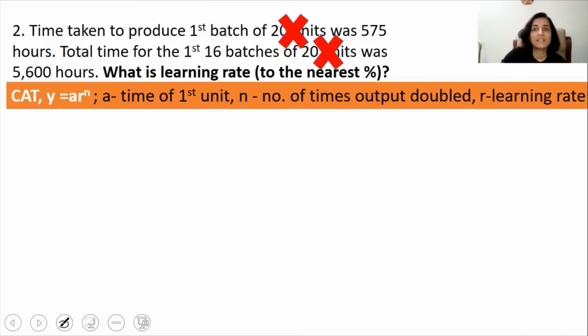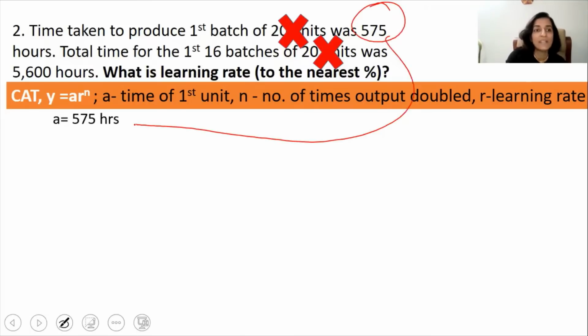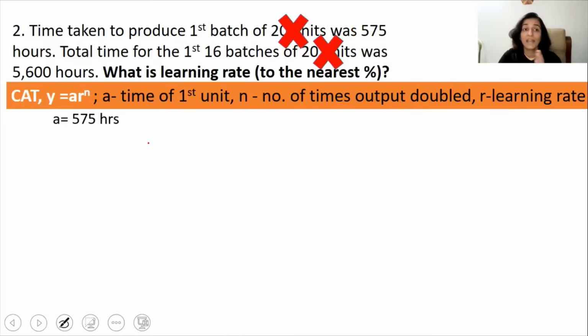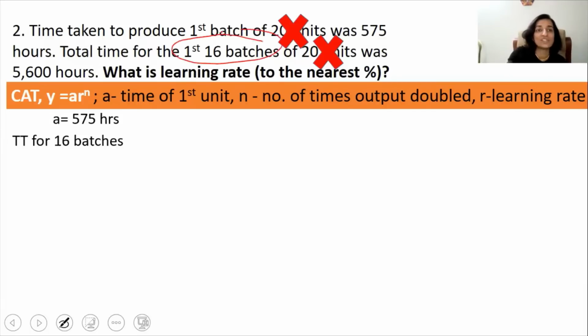So in this particular case, we know that A is 575 hours. That is the time taken for the first batch. And we also know the total time for the 16 batches. What is the total time for 16 batches? It is 5,600 hours. But in our formula, it is not total time which is given, but the cumulative average time. So we have to first find out the cumulative average time for the 16 batches.